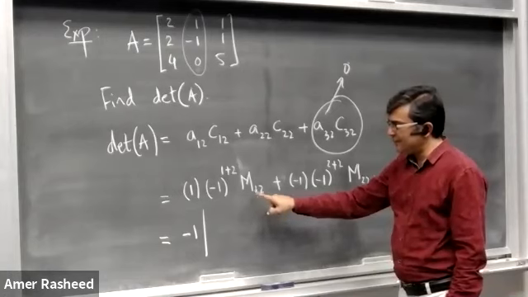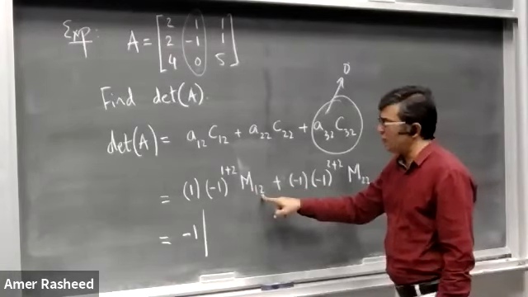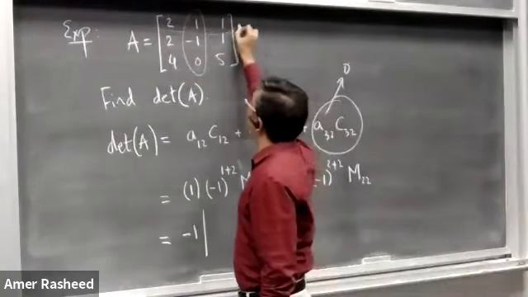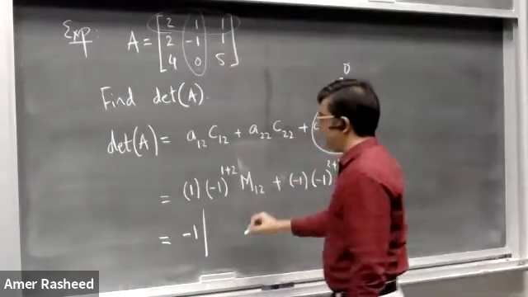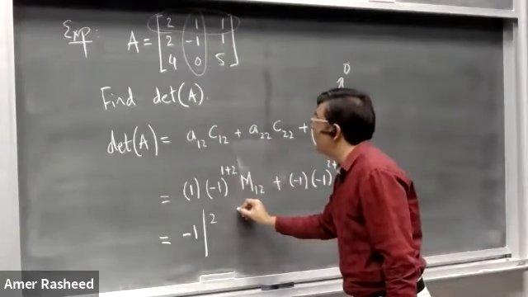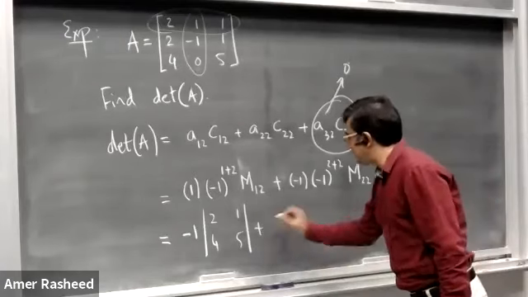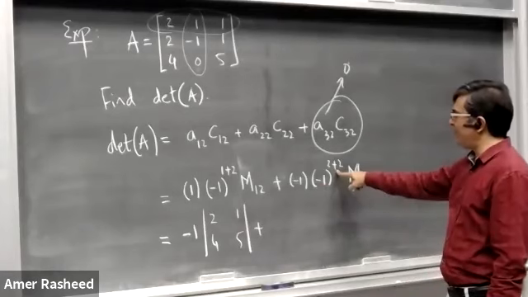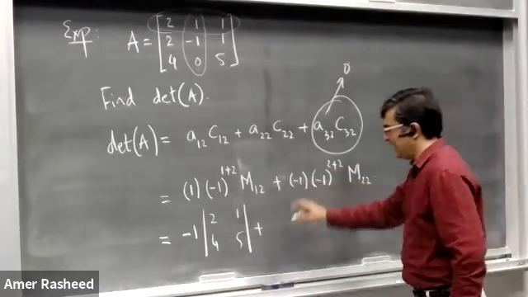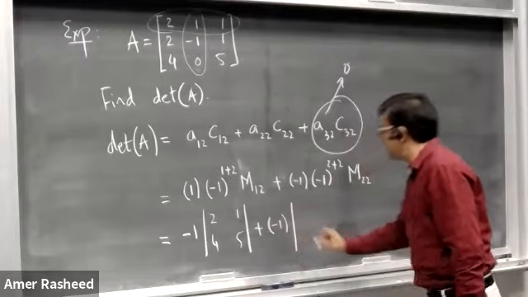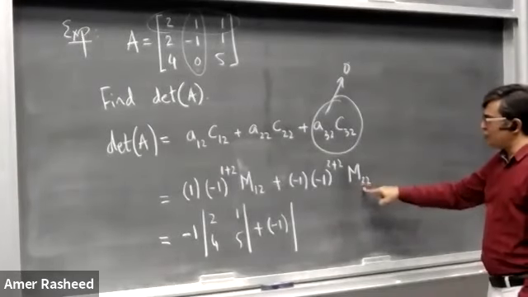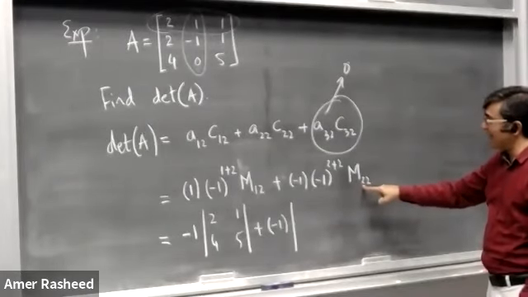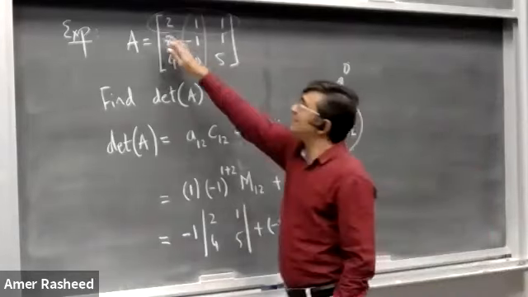How do we write minors? We delete the first row and second column, and write the remaining entries: 2, 1, 4, 5. This plus, here (-1) to the power 4 is +1, into -1. We get again -1 times minor 2,2. Minor 2,2 we obtain by deleting the second row and second column: 2, 4, 1, 5.